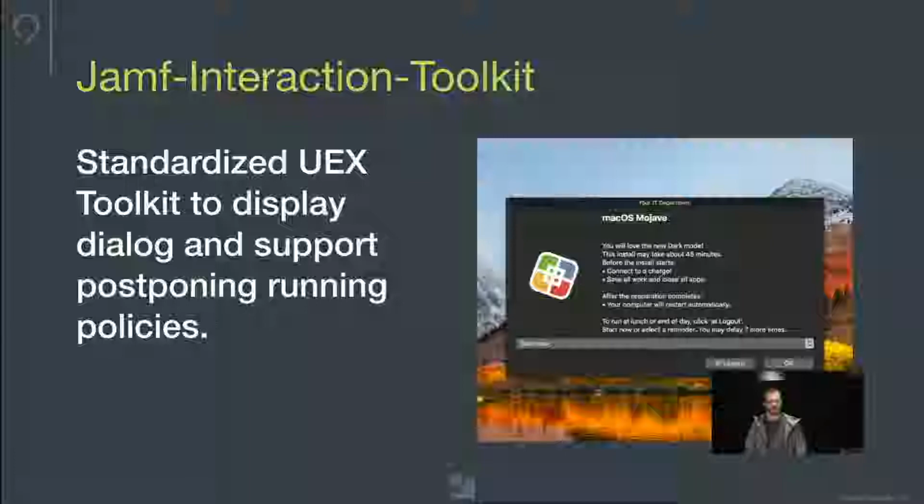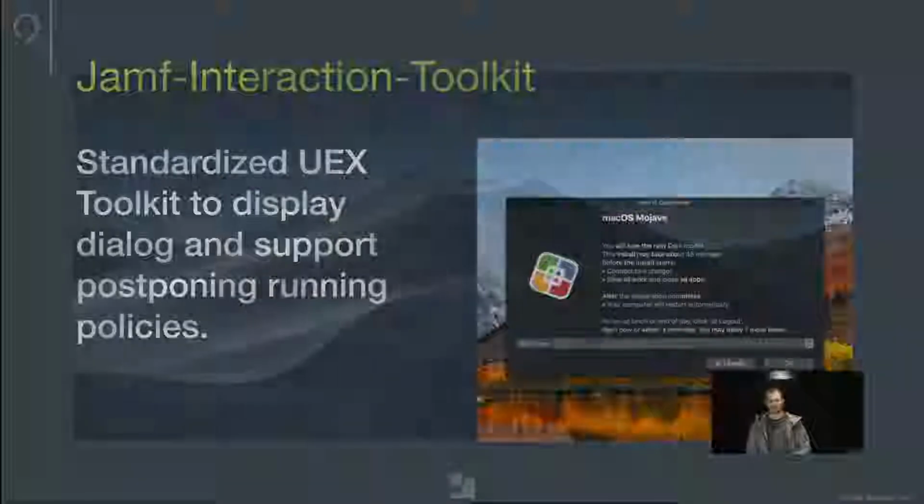So what is the Jamf Interaction Toolkit? Internally, we call it UEX, so I might refer to it as that. The Jamf Interaction Toolkit is a versatile set of scripts that standardize the way you interact with users. You can see one example here for macOS Mojave. It might be a little small, I have bigger ones here. But it basically allows you to tell the user what's going to happen, allows you to postpone the installation till later, or lets them choose a postponement. You can actually control how many they have, and it does a lot more than that.